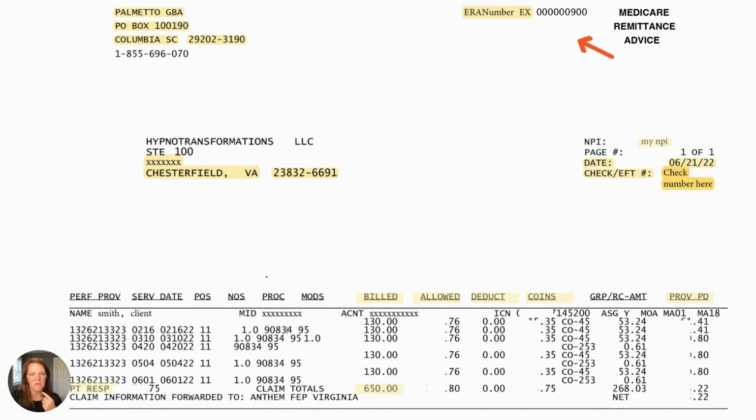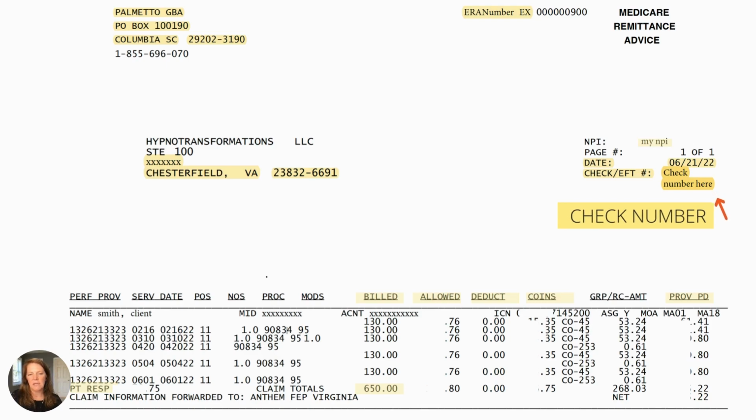This comes on the page and the ERA number. So I've changed this, but this is basically the ERA number that comes with this. So if anybody ever asks you for that, you can usually find it at the top of the claim. It's just an identification number for this. So here's my business, my LLC, and I've taken out my address, but it'll usually say your address here. Over here, it'll say your NPI. My NPI number was there and the date I received this and the check and the EFT number.